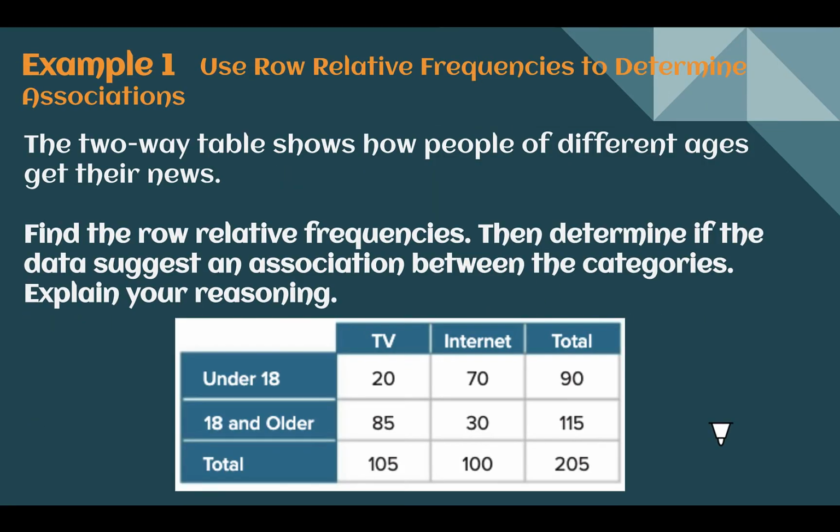Example 1. Use row relative frequencies to determine associations. The two-way table shows how people of different ages get their news. Find the row relative frequencies. Then determine if the data suggests an association between the categories. So this tells us to use row relative frequency. So we don't want our column totals. We want our rows. Let's see if there's an association using the relative frequencies.